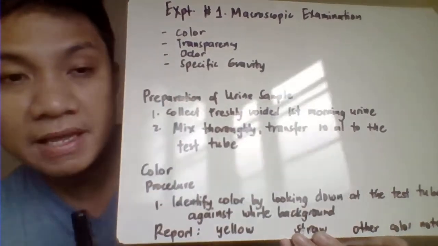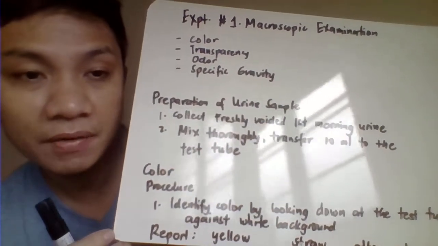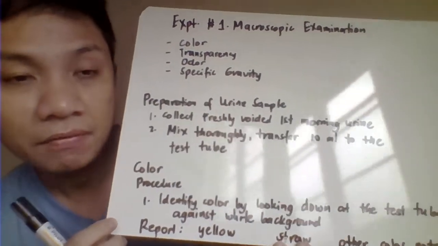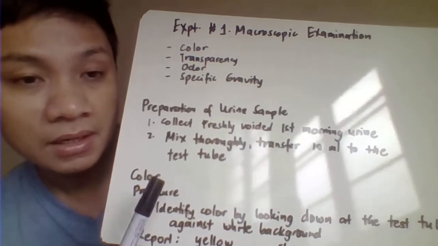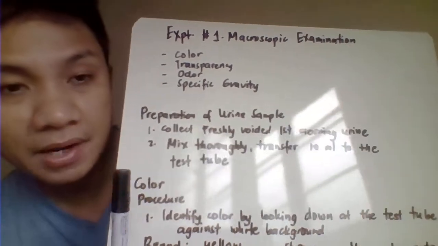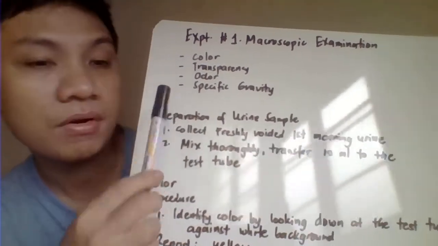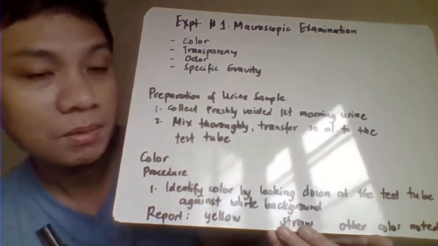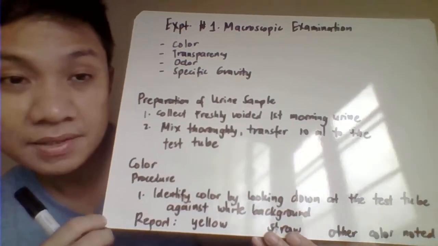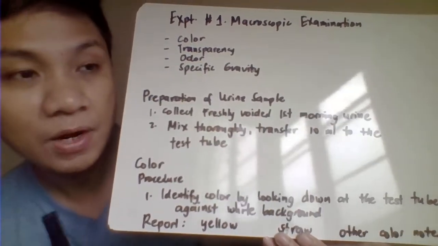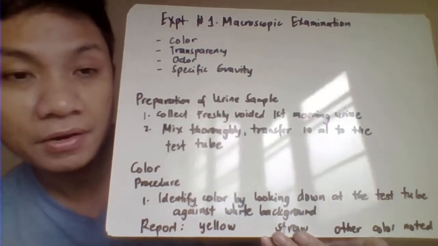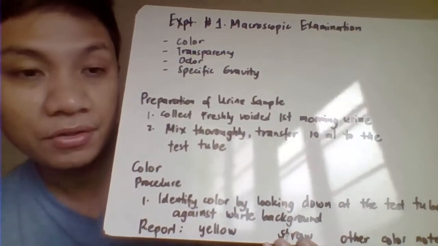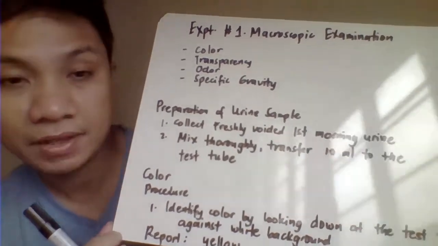Usually, for the physical examination of our urine sample, we take note of the following information. First, we take the color. Another is your transparency. We have the odor. Another is your specific gravity. So for today's activity, we'll be discussing the observation of the color of the urine, the transparency of the urine, the odor, and the specific gravity.